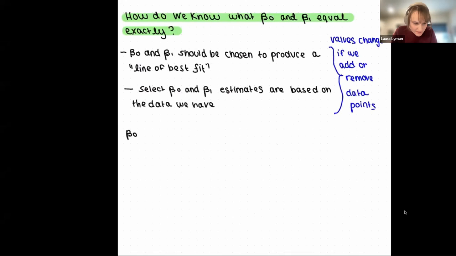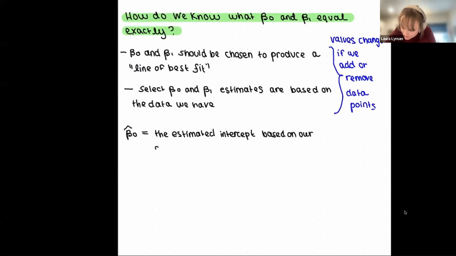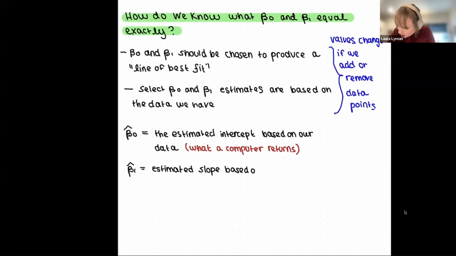I'll say that beta 0 hat is going to be the estimated intercept based on our data. So this would be heuristically what a computer spits out or returns. And our beta 1 hat would be the estimated slope based on our data.